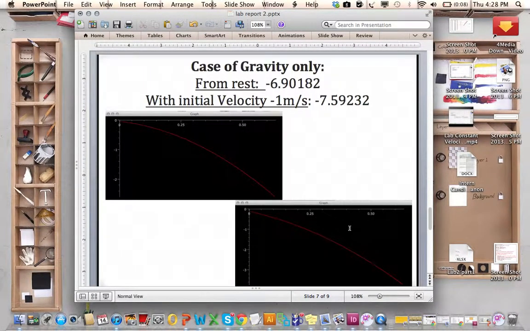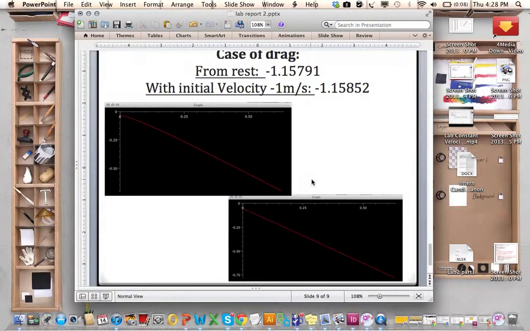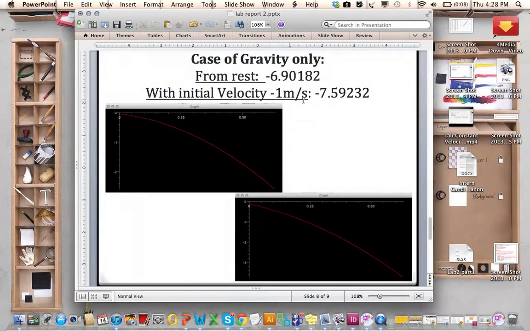And with an initial velocity of negative 1 meter per second, we got negative 7.592. And here it starts reaching approximately a terminal velocity, because the graph has a constant slope in the end. And here, the graph starts reaching a terminal velocity a lot sooner than in the first graph.